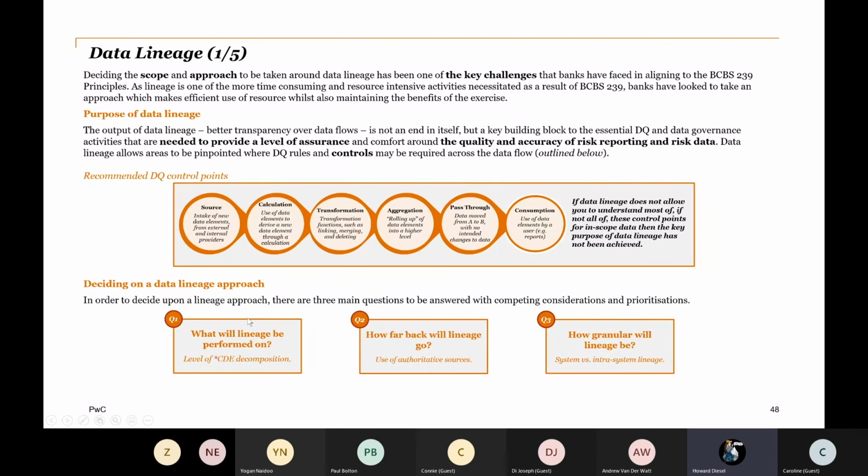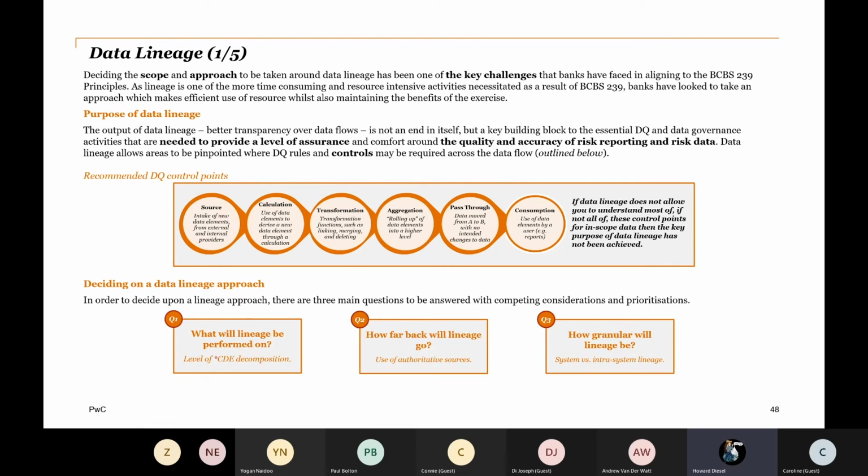You need to design it. You need to explain to the organization what it means to build this. And so these are the sort of 3 questions that we help describe the approach. So what level of lineage are we going to be compiling? Is it just going to be CDEs? Is it going to be the breakdown of CDEs in terms of what data elements make up the CDE? How far back will the lineage go?